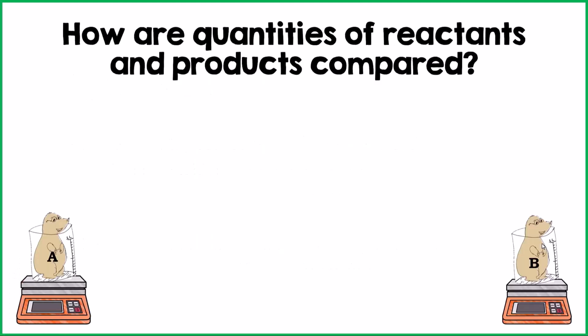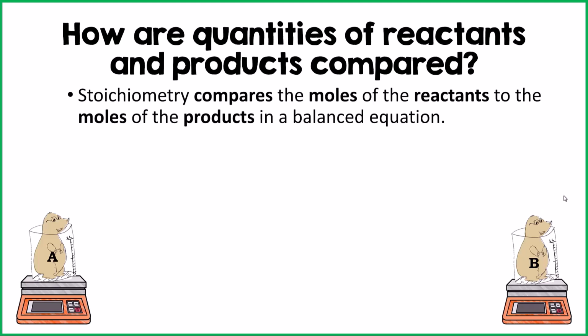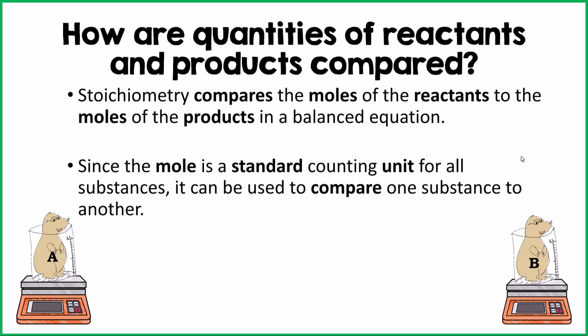How exactly do we compare the quantities of reactants and products? Well, stoichiometry compares the moles of the reactants to the moles of the products in a balanced equation. And since the mole is a standard counting unit for all substances, it can be used to compare one substance to another. So it's very difficult to compare the mass or volume of one substance with the mass or volume of another substance. And you know that the mole is a standardized unit that can help us to compare substances.